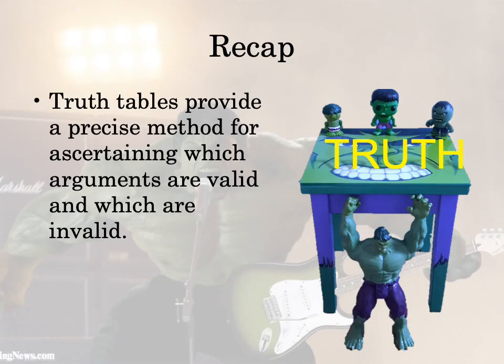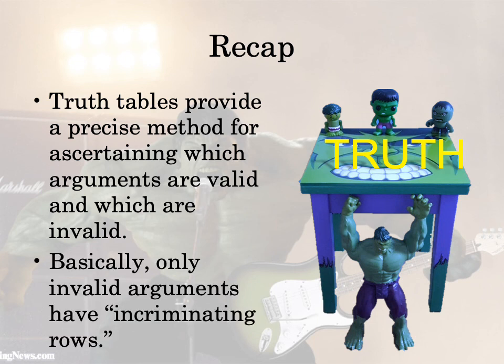All right, really quick recap. First, truth tables are just an awesome way of ascertaining which arguments are valid and which arguments are invalid. Not as awesome as proofs, but pretty awesome. Why are truth tables so awesome at ascertaining the validity of arguments? Basically because all you have to do is look for an incriminating row. You find one, the argument's invalid. You don't, it's valid.